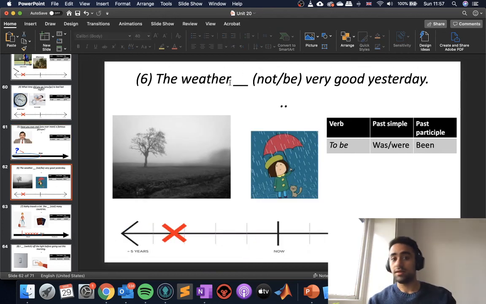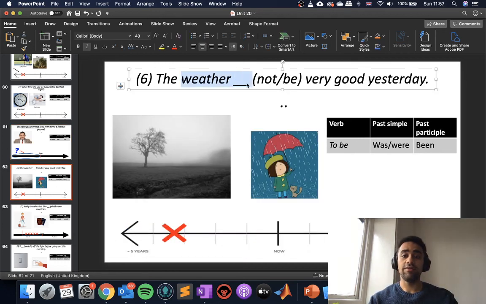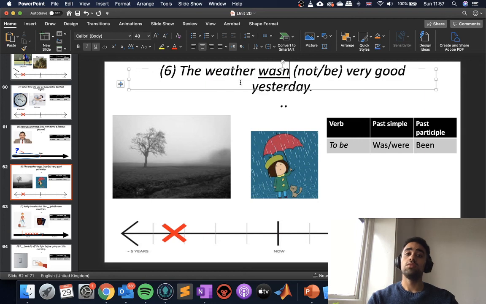The weather very good yesterday. So the weather, yesterday is specific, so it's past simple. So the weather wasn't very good yesterday.